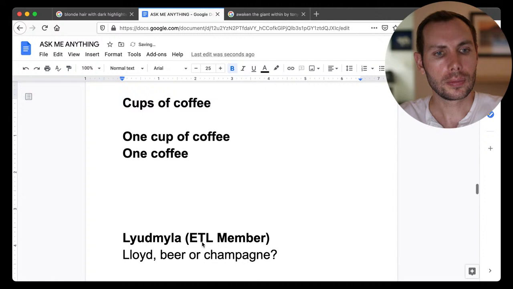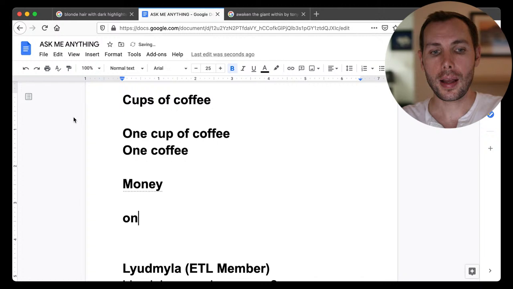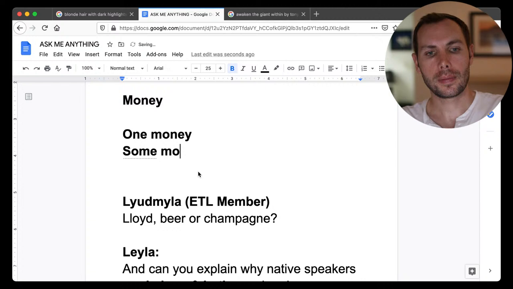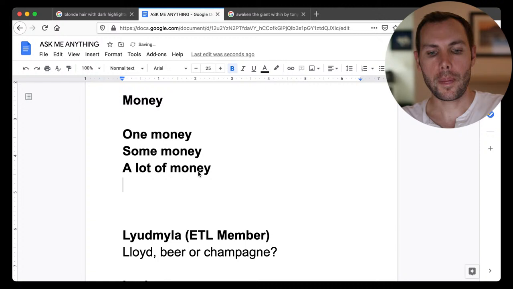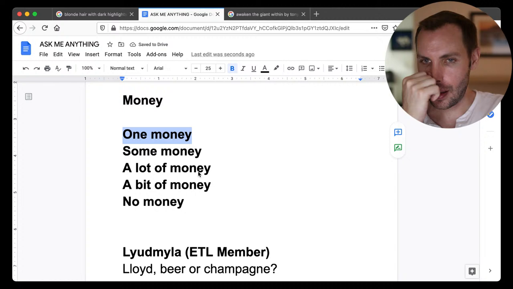Trudy says money and happiness. Okay, so that's a good example. Money is countable, uncountable? It is uncountable. So we cannot say one money. Can't say one money. So we have to use quantifiers to describe how much. For example, some money, a lot of money, a bit of money, no money. Okay, but we cannot say one money. Can't say that. Cannot say that.